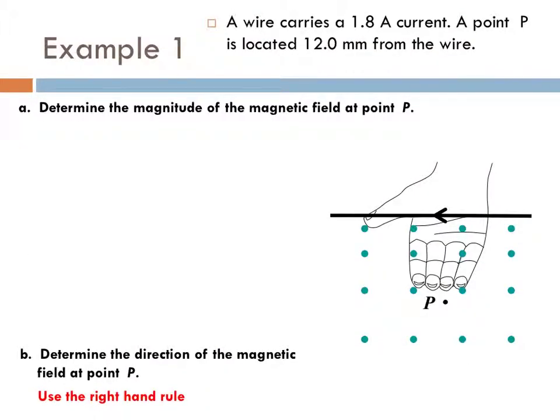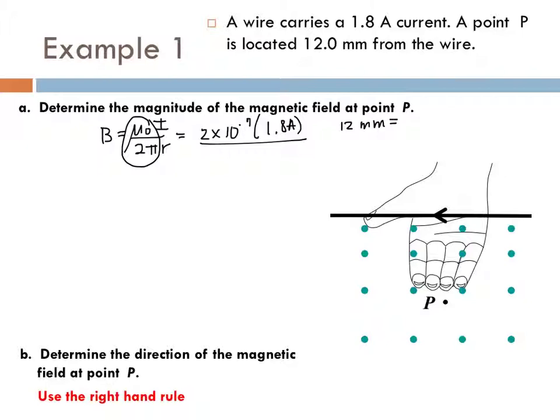Here we have a wire with a current of 1.8 amps. Point P is located 12 millimeters from the wire, and we're asked to determine the magnitude of the magnetic field. Again, we can use our new equation, where we said mu naught over 2 pi is 2 times 10 to the negative 7. Our current is 1.8 amps, and our distance away from the center of our wire is 12 millimeters, which is 0.012 meters. Which just gives you 3 times 10 to the negative 5 Tesla.